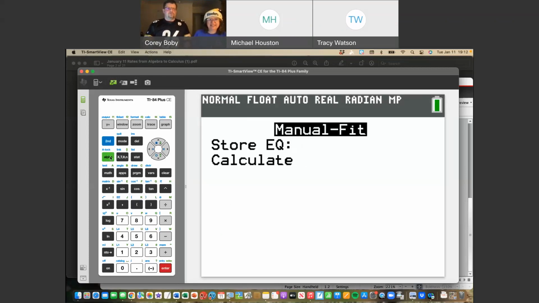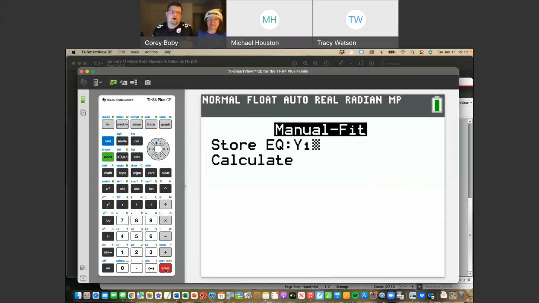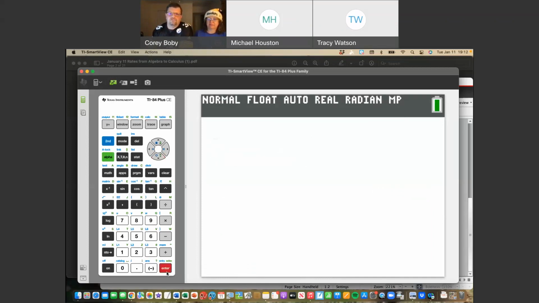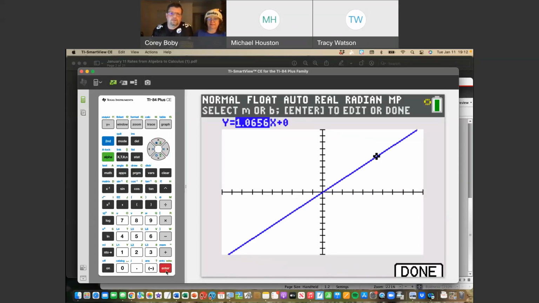So I want to store the equation in Y1 when I'm done. That's really just a function of if I were going to come up with a model. Okay. But in the meantime, I don't want to actually store it. I just want to drop 2 points. So I can drop a point at 0, 0. And then I'm going to drop a second point. I'm going to arrow over somewhere to wherever makes me feel pretty, and drop a second point. And what it's done is it's made a line for me through the 2 points that I made.